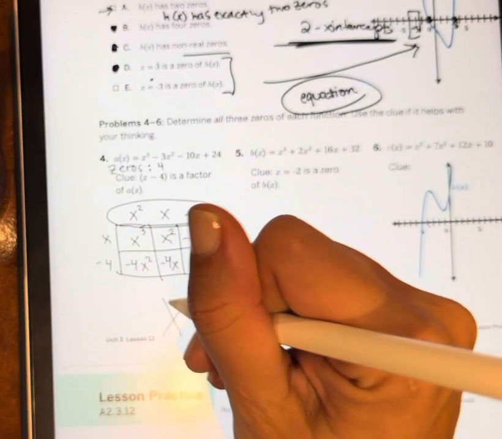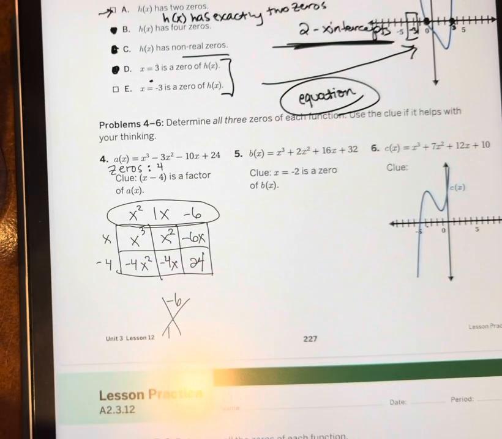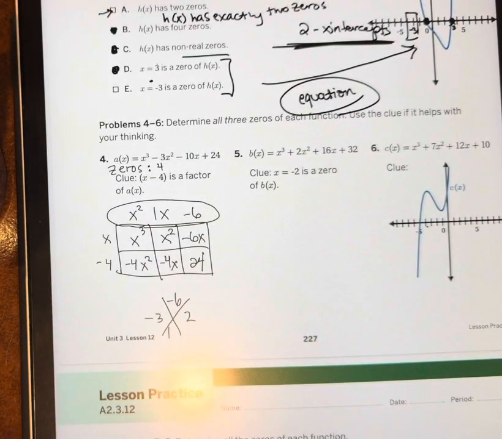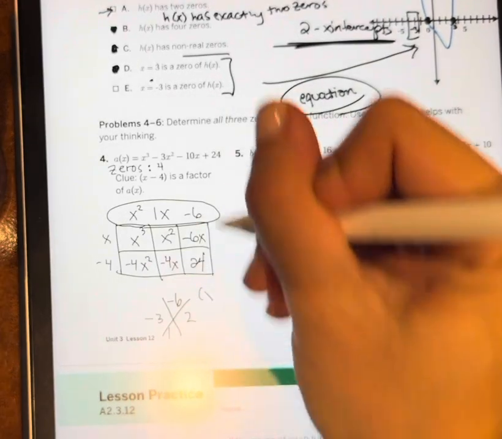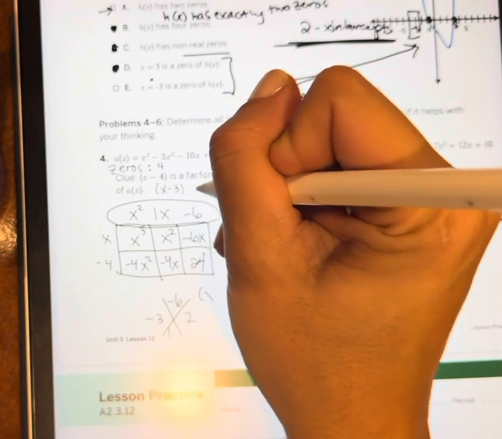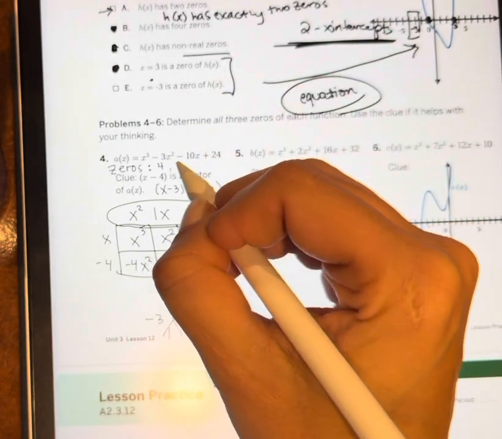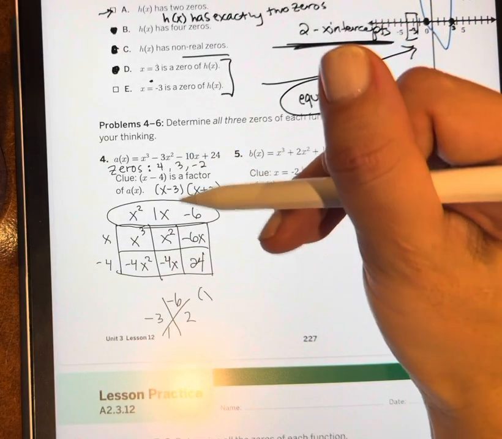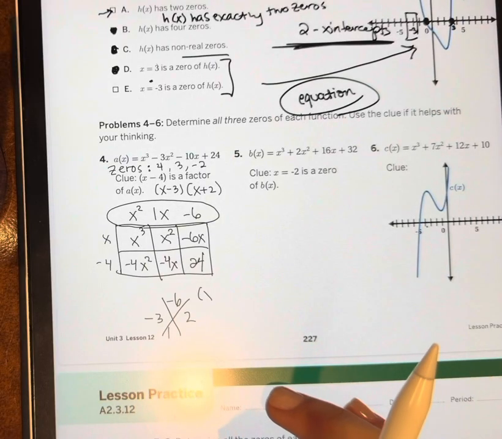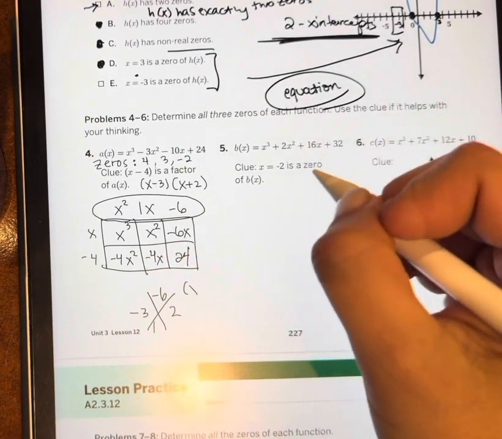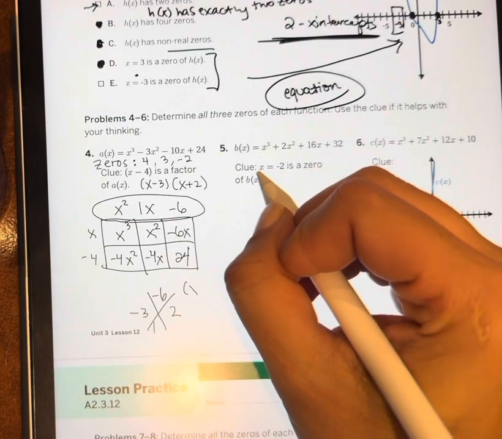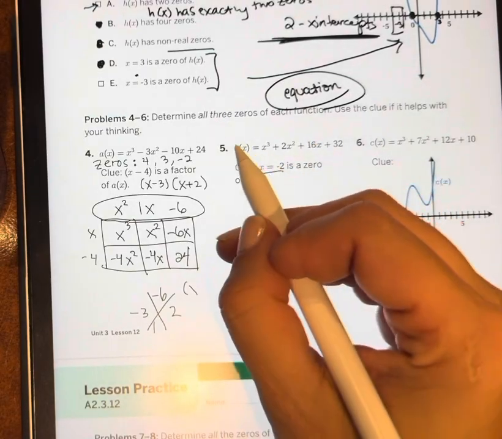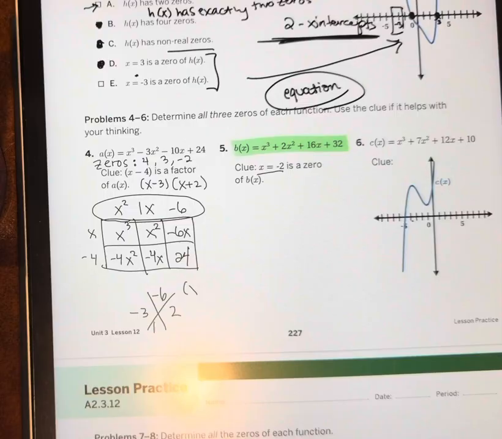What multiplies to -6 and adds to 1? I'm thinking 3 and 2 are involved, all right? A -3 and a +2. That means that I have also x minus 3 and x plus 2 as factors, which means I have 3 and -2 as zeros. Do you see? From equation to zeros, the signs changed, okay? All right, let's keep it going. They tell me x equals -2 is a factor of this. I don't know, you guys, can you spot it? This polynomial actually factors. I don't really need their clue.